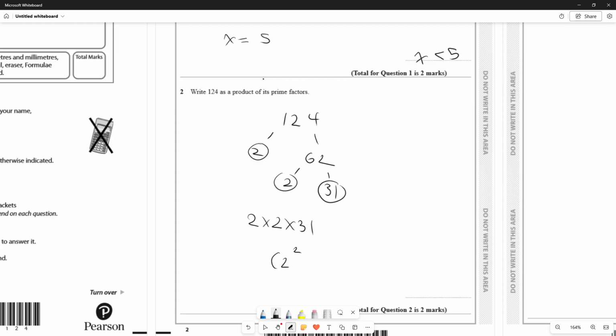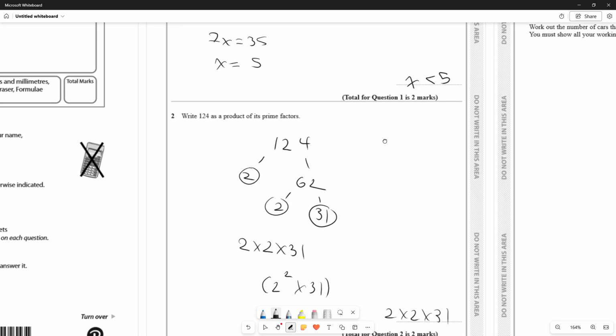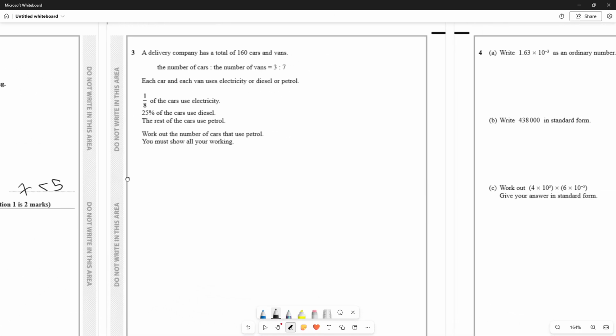Alternatively, you can write that as 2 squared times 31, but the mark scheme does say 2 times 2 times 31. Both methods, by the way, are valid. Write it however you want. If it's a long number, you might want to write it in a more compact form.